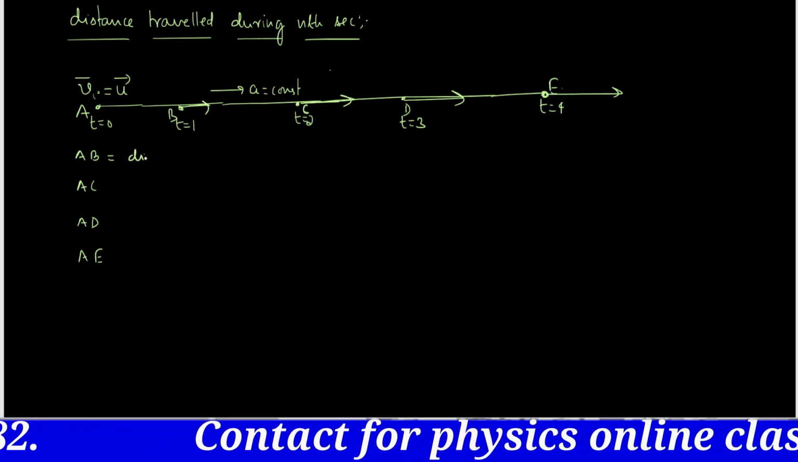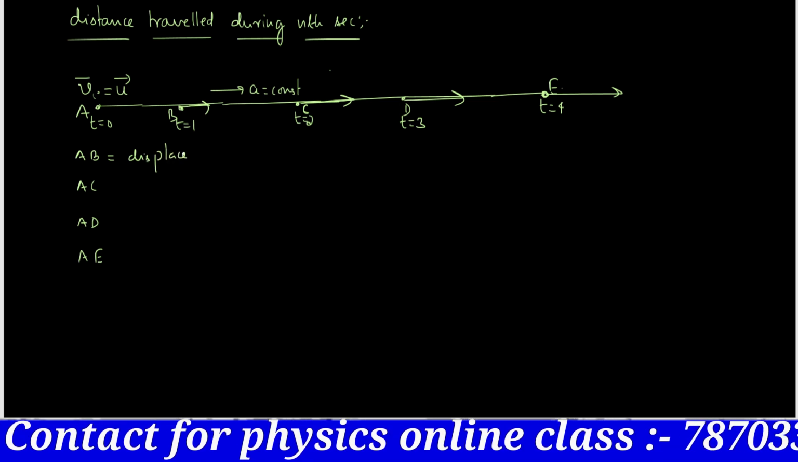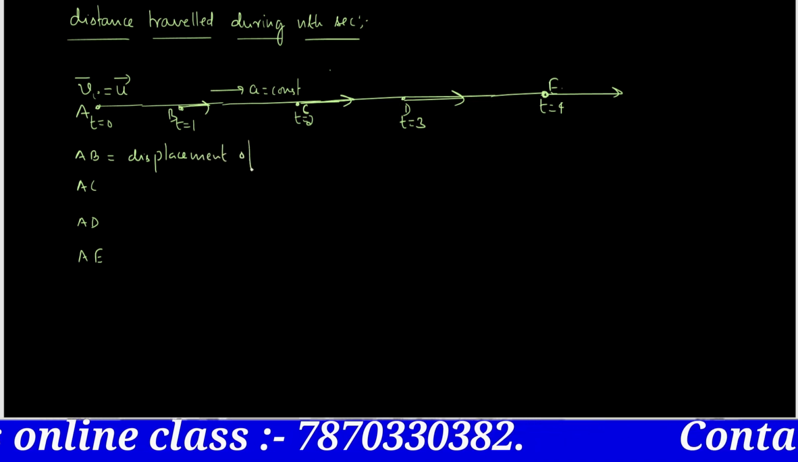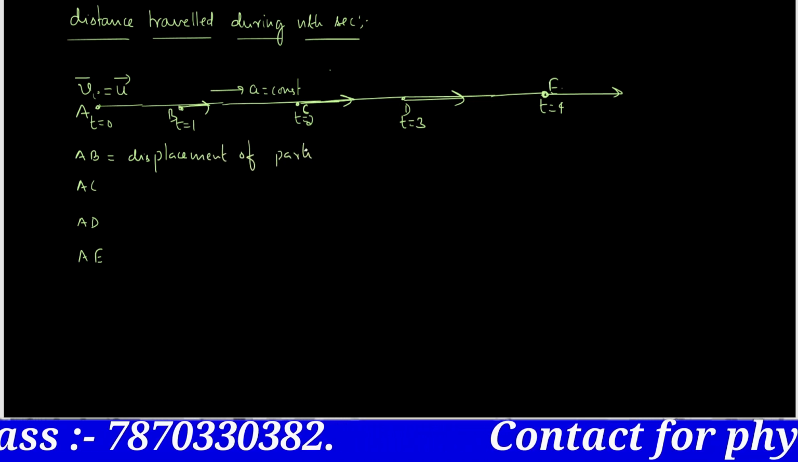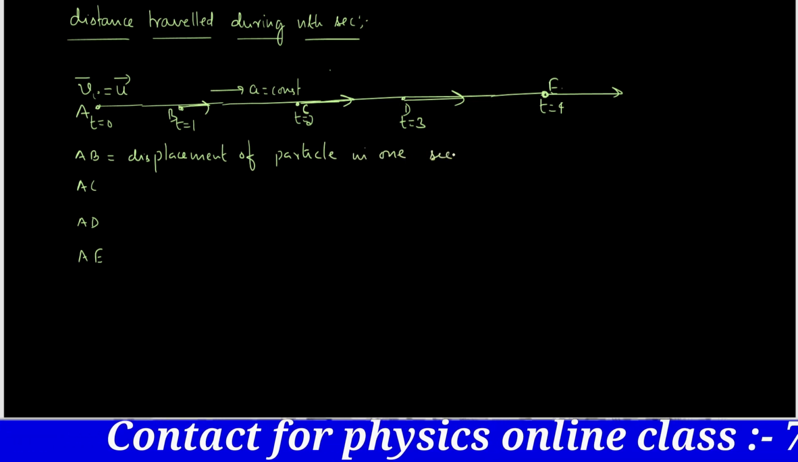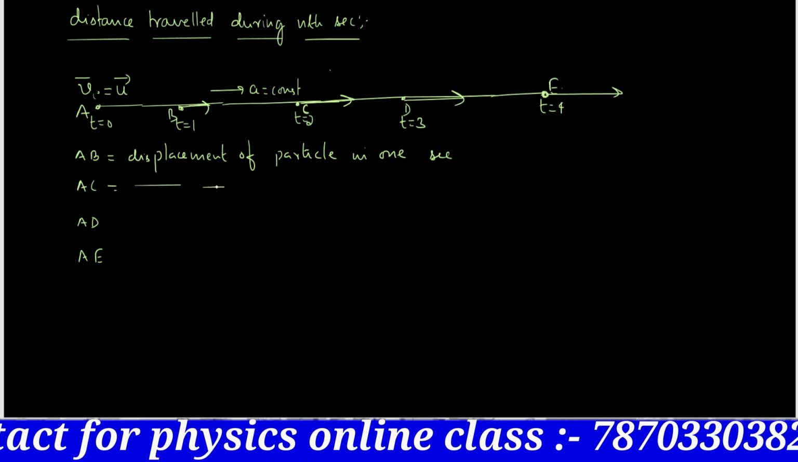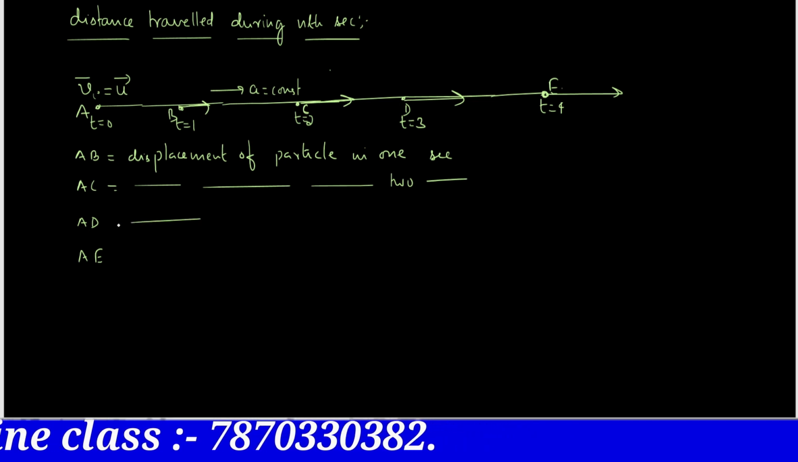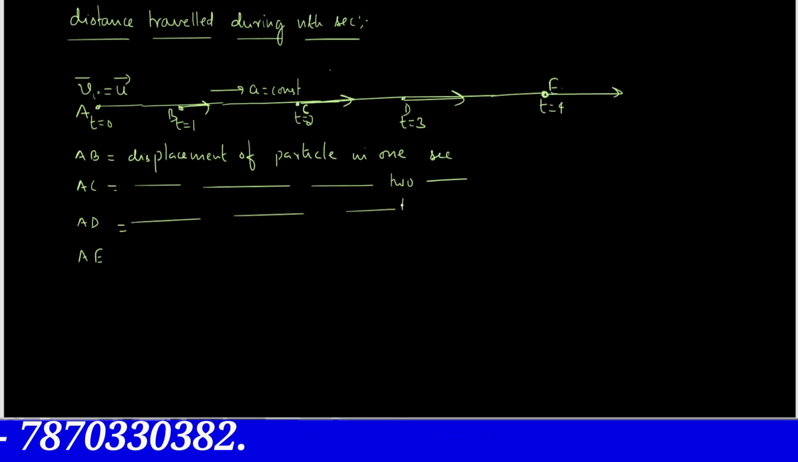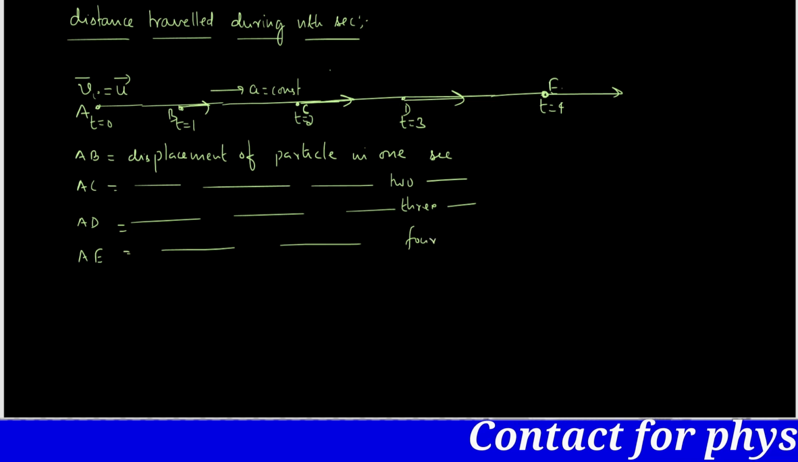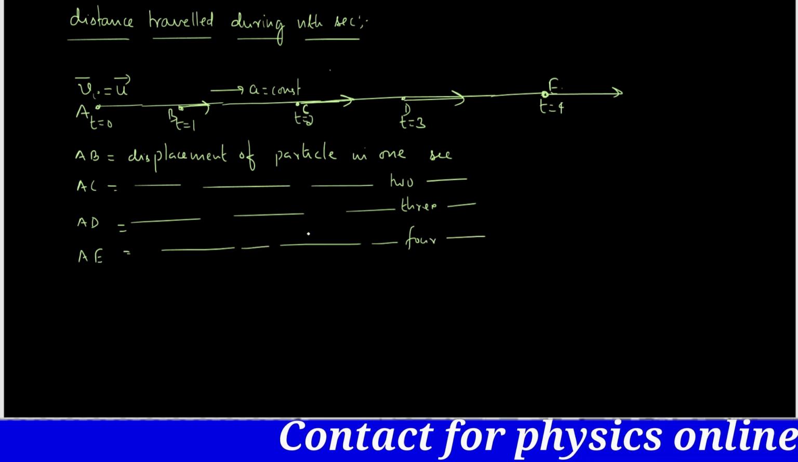AB is the displacement of the particle in 1 second. AC is the displacement of the particle in 2 seconds. AD is the displacement of the particle in 3 seconds, and AE is the displacement of the particle in 4 seconds. Right? Any problem? No problem. Very good.